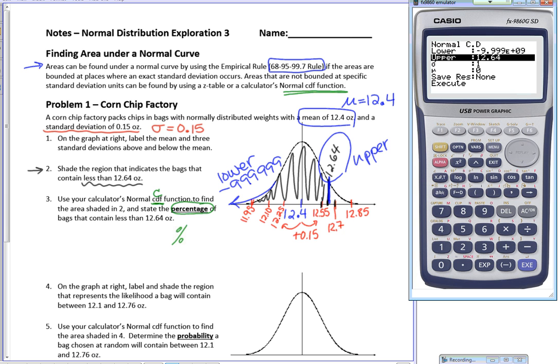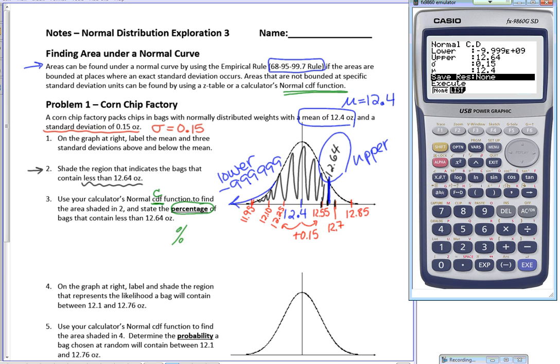Okay. I turned it into scientific notation. You could put 0 and it probably would work fine for this problem, but in some problems you can go negative, so it's just a good habit to put in a really negative number for your lower if there is no lower. Then we're going to go down and put in the standard deviation and the mean. So my standard deviation was 0.15 and my mean was 12.4. Again, if you had a TI, those two were in different orders.